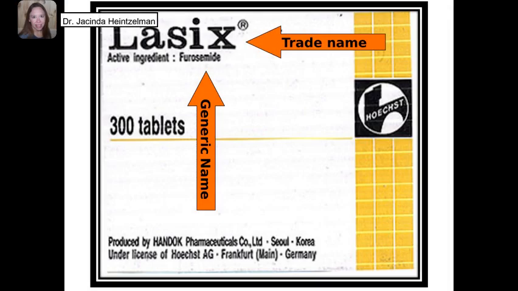When you're looking at drug labels, you need to know where on the label is the trade name and where is the generic name. So here's an example. Lasix is going to be your trade name, and then furosemide is the generic name. So I have those pointed out for you. Make sure you understand the difference between trade name and generic name.